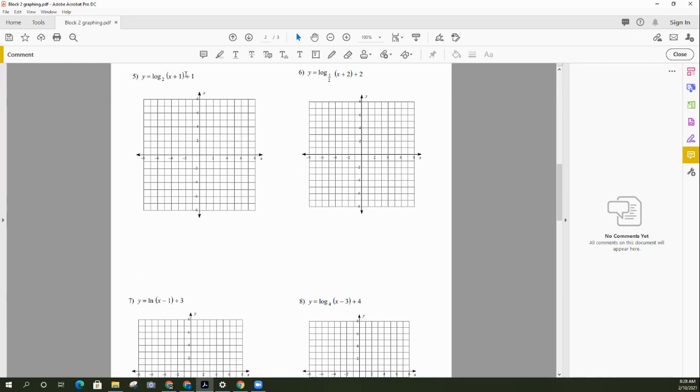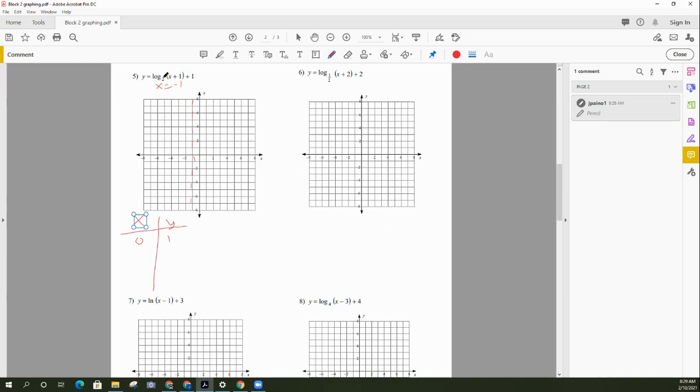Okay, so now continuing on here. So log base 2, all right, we'll just go directly to the table of values. So again here, our vertical asymptote is -1. So I want to start my table of values at 1 bigger than that. So I'm going to start my table of values here at 0. If I plug in 0, you get 0 plus 1 is 1. 2 to the 0 power is 1.